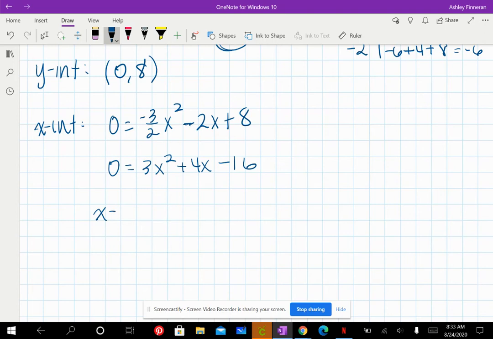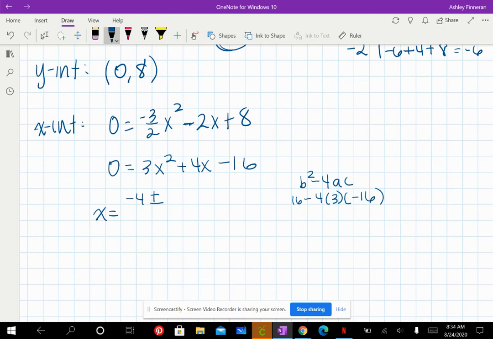I actually already know it's not going to work. A quick trick, I showed you this the other day: b squared minus 4ac. If this is a perfect square, then I know it's going to factor. So 16 minus 4 times 3 times negative 16 is going to give me something that is not a perfect square. So 16 times 4, 32, 64. 64 times 3 is 192. So that's 16 plus 192. And that's going to give me 208, which is not a perfect square.